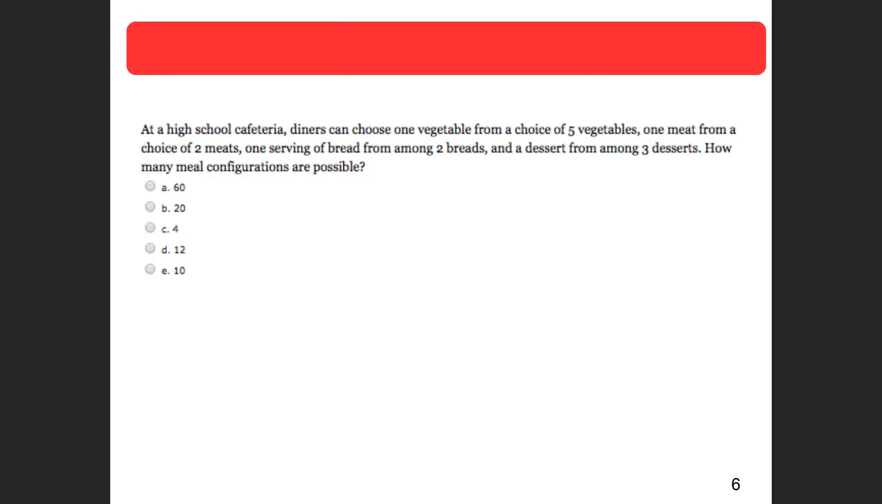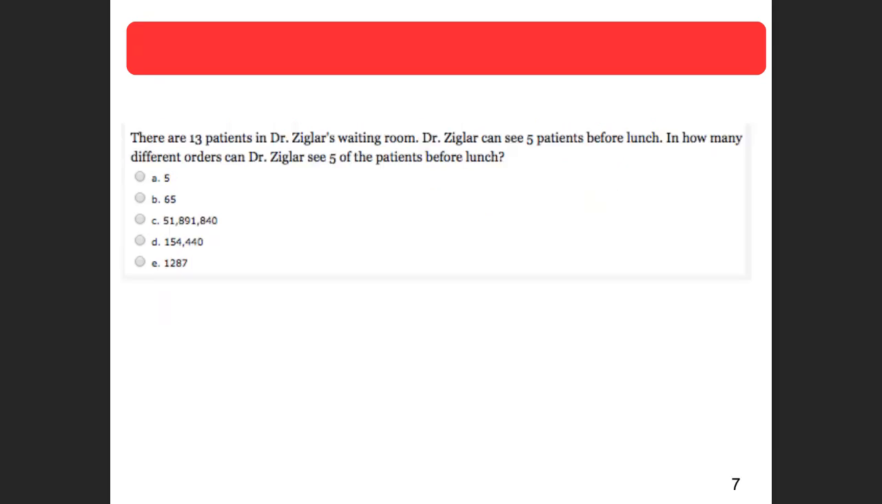Here's an example. It says a high school cafeteria. Diners can choose 1 vegetable from a choice of 5 vegetables, 1 meat from a choice of 2 meats, 1 serving of bread from among 2 different types of breads, and dessert from among 3 different desserts. How many meal configurations are there? Well, 5 choices for vegetables times 2 choices for meat times 2 choices for bread times 3 different desserts. 5 times 2 is 10 times 2 is 20 times 3 is 60. So there's 60 different possibilities that you could have there. This is the fundamental counting principle.